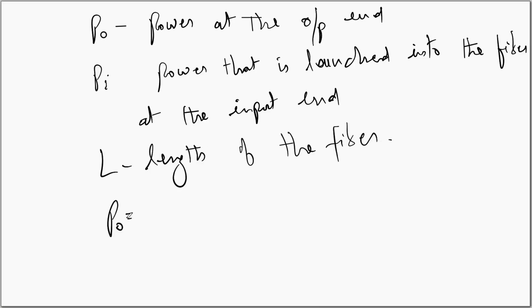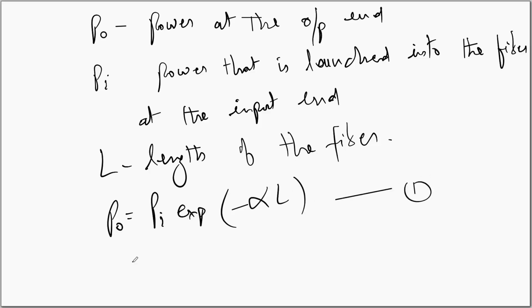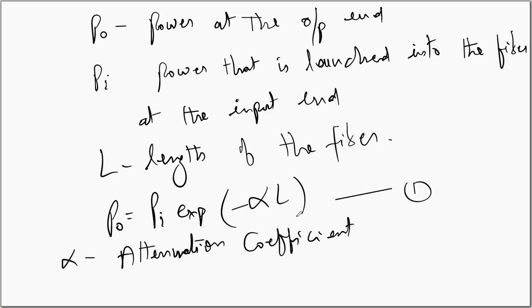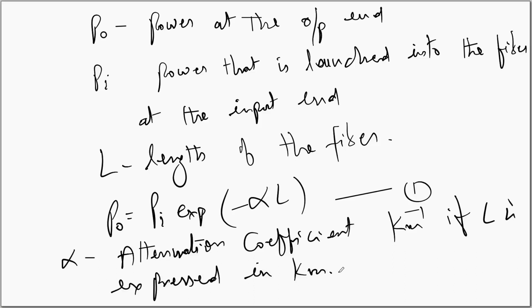One can write the output power in terms of an exponential function. The output power is equal to the input power times some exponential minus alpha L. Say this is 1. Here alpha is a constant which is known as the attenuation coefficient. Since length is taken in kilometers, alpha will be per kilometer if L is expressed in kilometers.